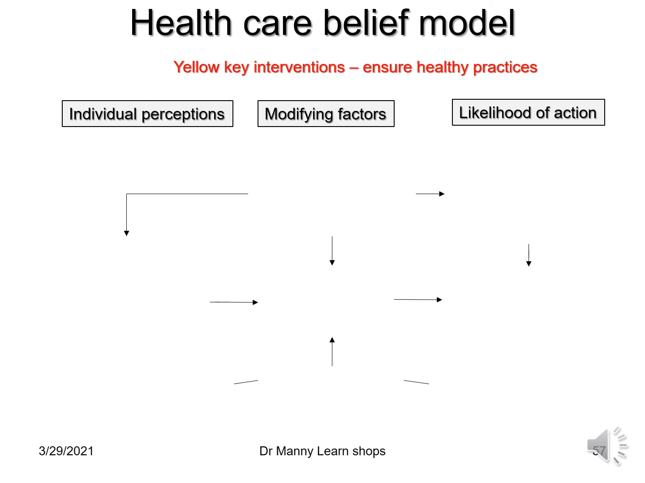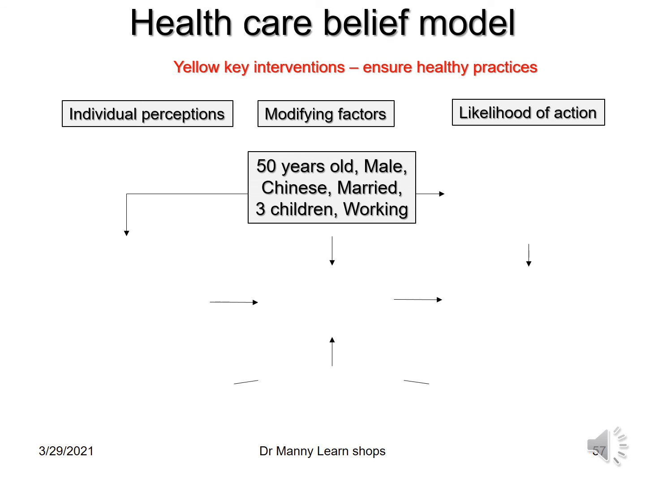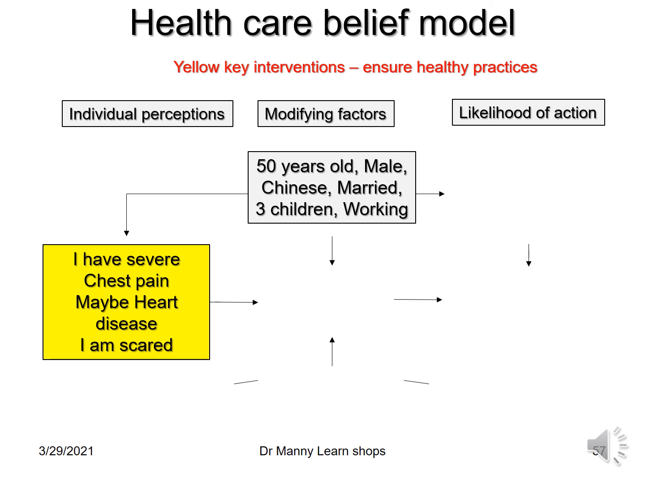So if you look at an example I've put in here, have a look. You've got the three factors: an individual's perceptions, modifying factors, likelihood of action. And the yellow key interventions are to ensure healthy practices. You've got a 50-year-old male, he's Chinese, married, with 3 children, and he works really hard. He has severe chest pain, and he thinks to himself, gee, maybe I've got heart disease. Oh, I think I'm pretty scared. I don't want to have a heart attack. I don't want to die. I don't want to leave my family. They need me. I need them. He perceives that this disease is life-threatening.